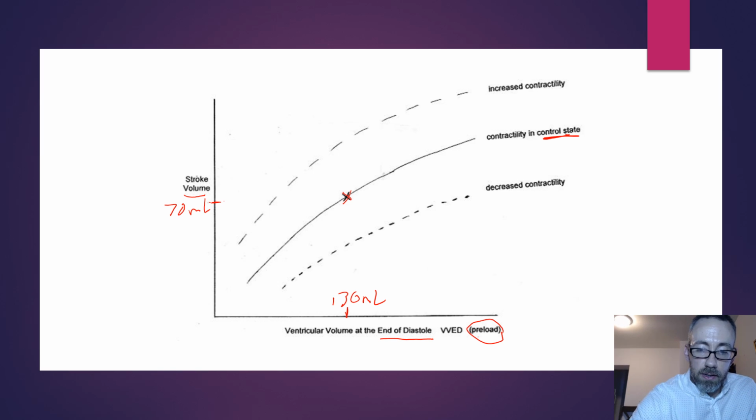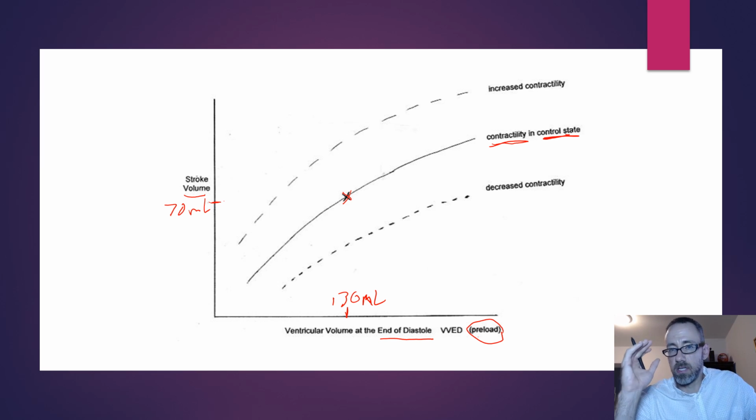Sorry about my handwriting. So the preload there is 130 mLs, and then the stroke volume is 70 mLs. That's a typical stroke volume for that given preload under what we call normal contractile state, just the normal inherent contractility of the muscle tissue.